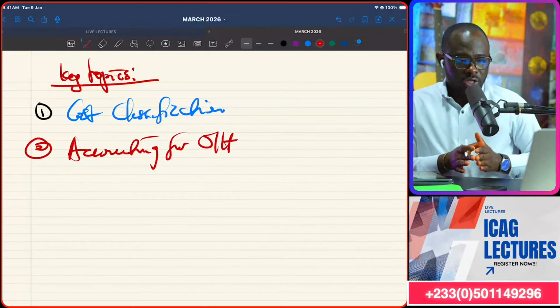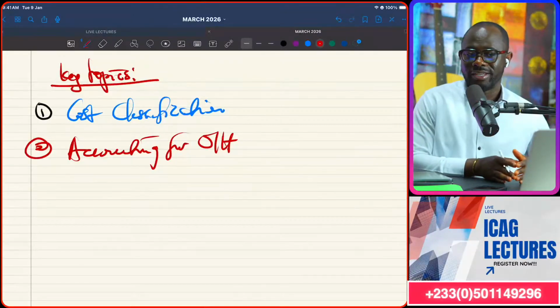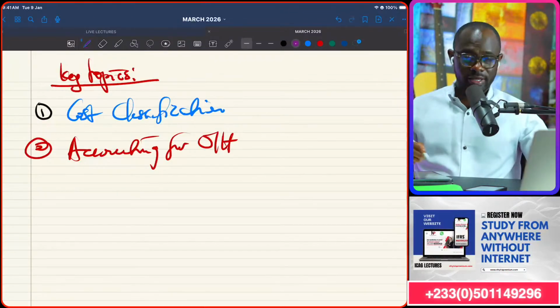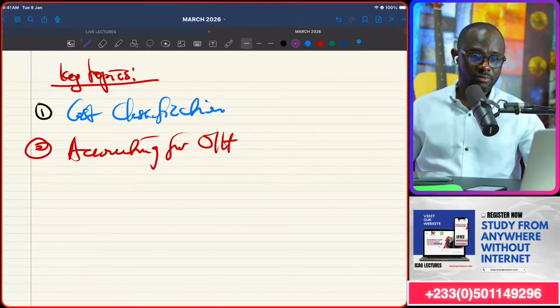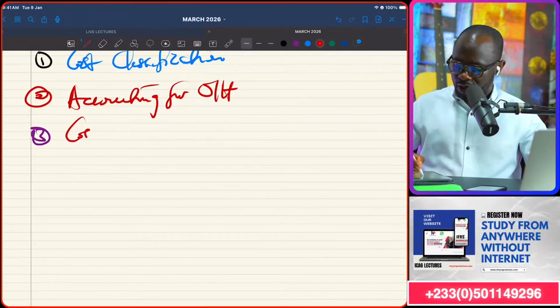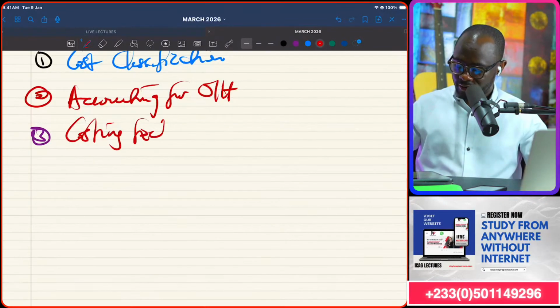Very crucial. So overhead analysis sheet and then accounting for overhead using absorption costing and marginal costing. You must know that very well. Number 3, we can talk about costing techniques.